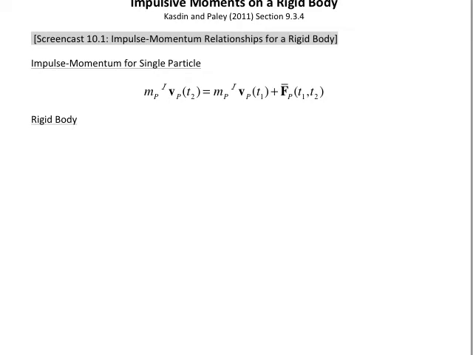In this screencast, we introduce the impulse-momentum relationships for a rigid body. So let's start with what we know from particle dynamics and look at the expression that we have for the impulse-momentum relationship for a single particle.